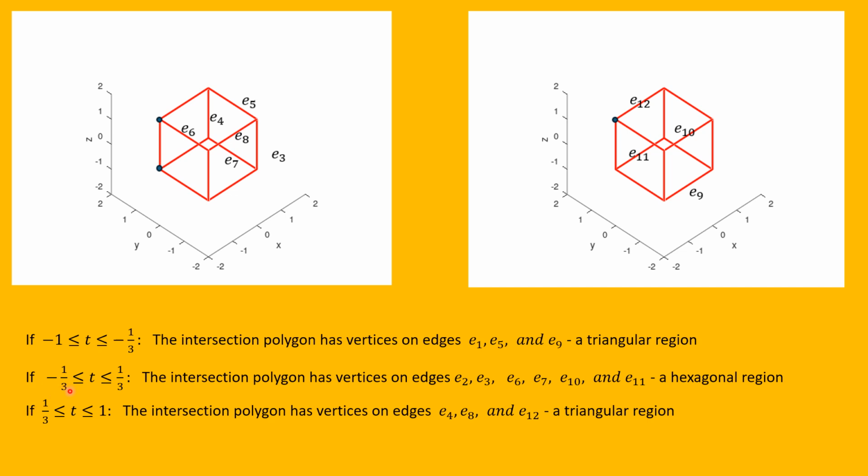Similarly, if t is between minus 1/3 and 1/3, the intersection polygon has vertices on these edges, E sub 2, 3, 6, 7, 10, and 11. So 6 vertices on these 6 edges. So the intersection polygon is going to be a hexagonal region. And finally, if t is between 1/3 and 1, the intersection polygon is going to be a triangular region.